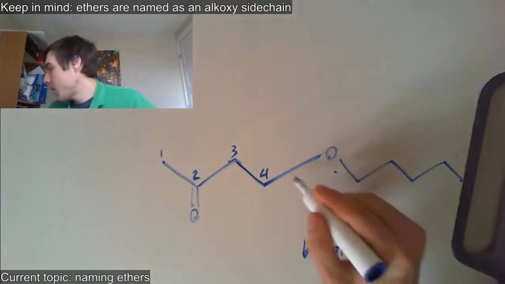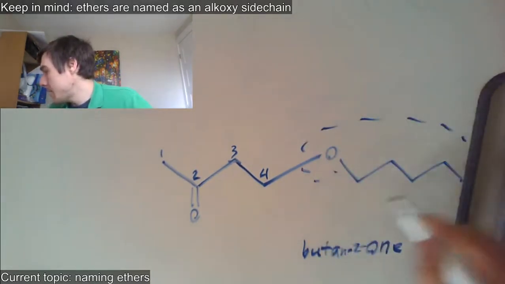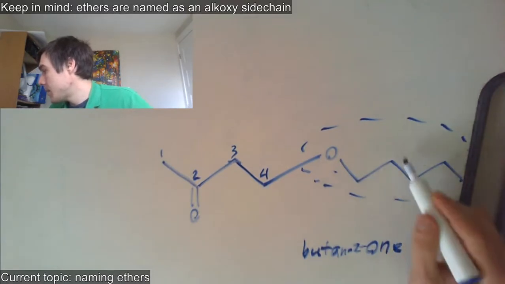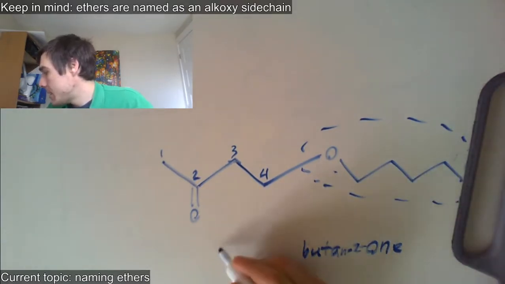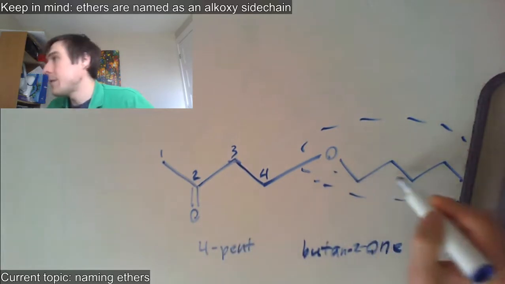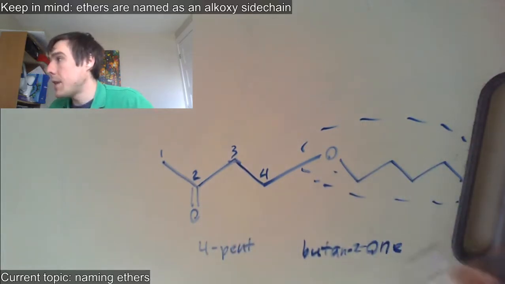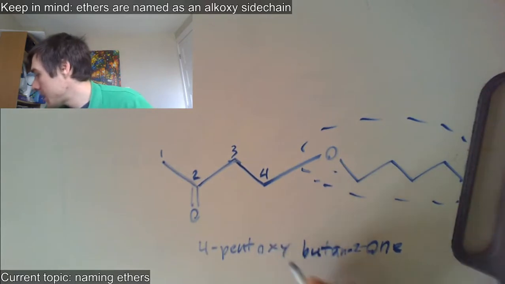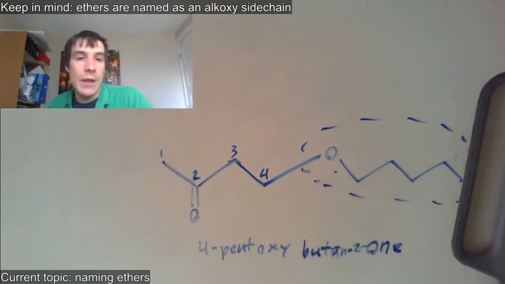And then on 4, we have this side chain of 1, 2, 3, 4, 5. So it's a pent-, because there's 5 carbons there: 4-pentoxybutan-2-one. So ethers are always named as a side chain, and all the other rules still apply.